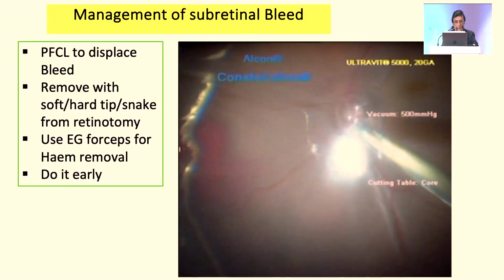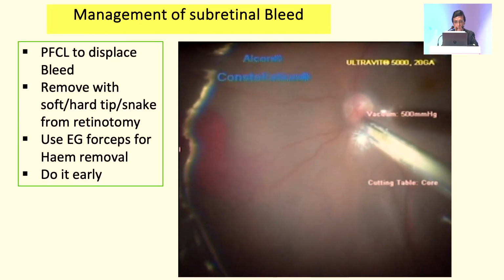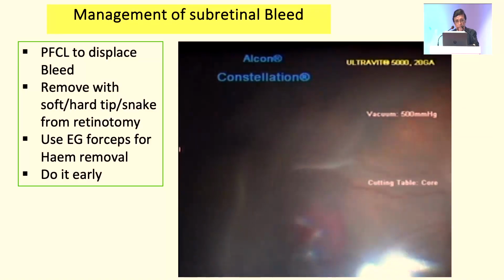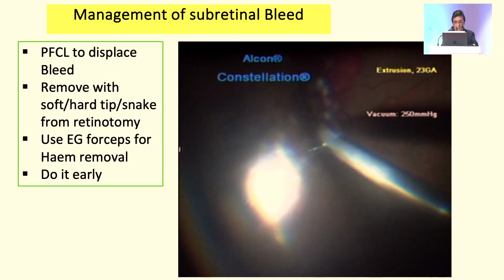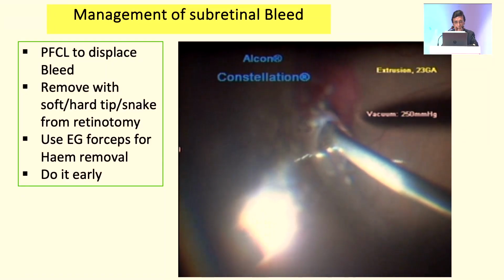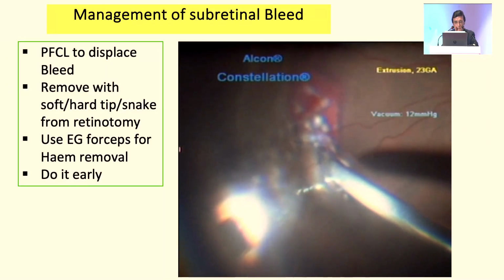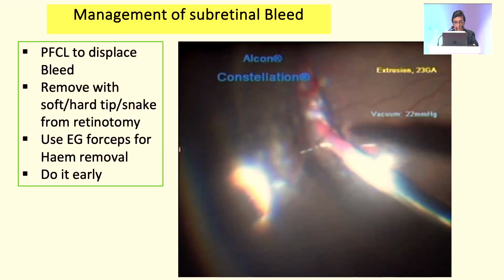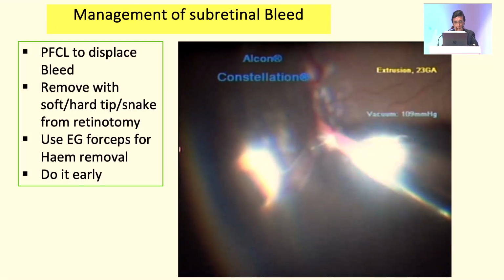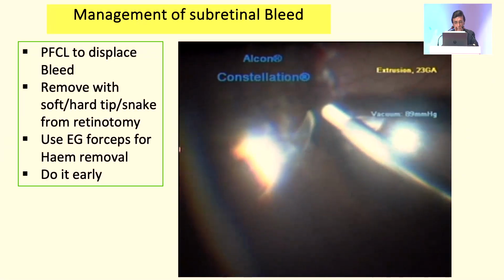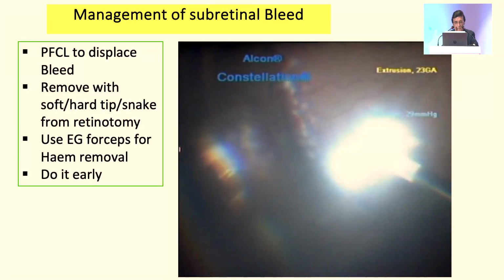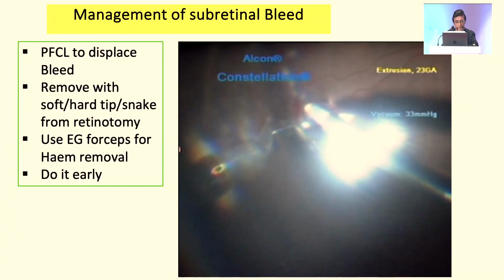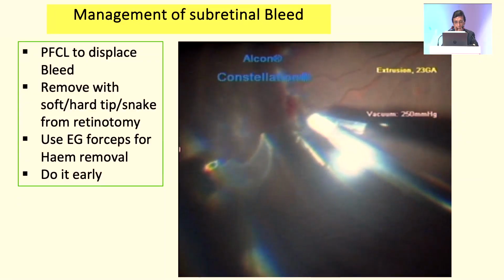So I'll show you some cases. There was a large subretinal bleed. PFCL has been injected. Once we inject the PFCL, since it's a large bleed, we create a large peripheral retinotomy. We can do it with a hard tip, soft tip, or a snake, which goes through the peripheral retinotomy, and the clot is removed, or sometimes we have to use an end-gripping forceps for removal of the heme. This is followed by fluid-air exchange and silicone oil injection, or a fluid-gas exchange, and it does well.